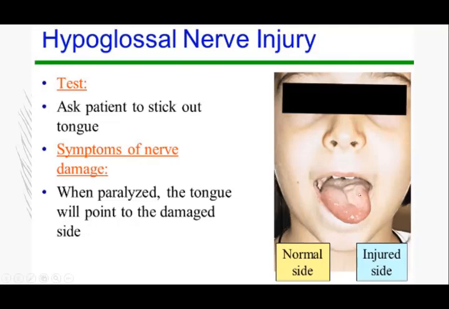Now this is the weaker side of the tongue. This side of the tongue is normal. What will be the result? As a result, the normal side will push the tongue towards the opposite side, towards the weaker side, with the result that the tongue will be deviated to the injured side. So if it is a right-side lesion, the tongue will deviate to the right side when the person pushes the tongue out. If there is weakness on the left side, when the person sticks the tongue out, the tongue will deviate to the left side. The tongue deviates to the side of the lesion.